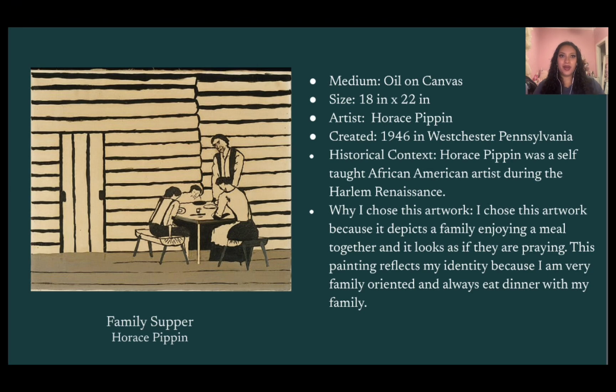The second artwork I want to talk about is Family Supper. The medium is oil on canvas. The size is 18 inches by 22 inches. The artist is Horace Pippin, who created the piece in 1946 in West Chester, Pennsylvania. The historical context is that Horace Pippin was a self-taught African American artist during the Harlem Renaissance.